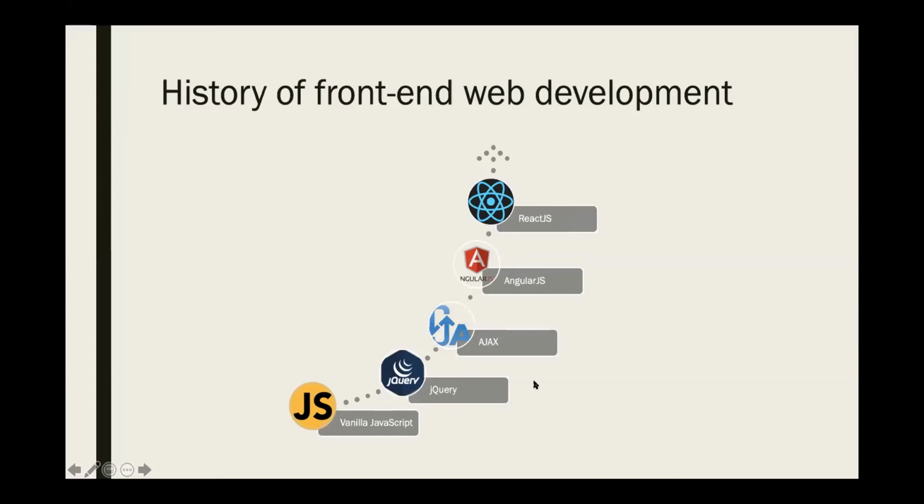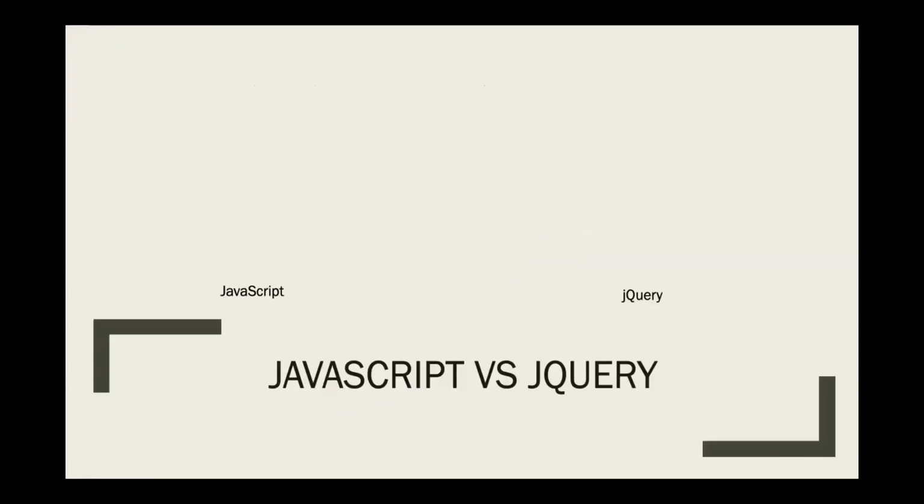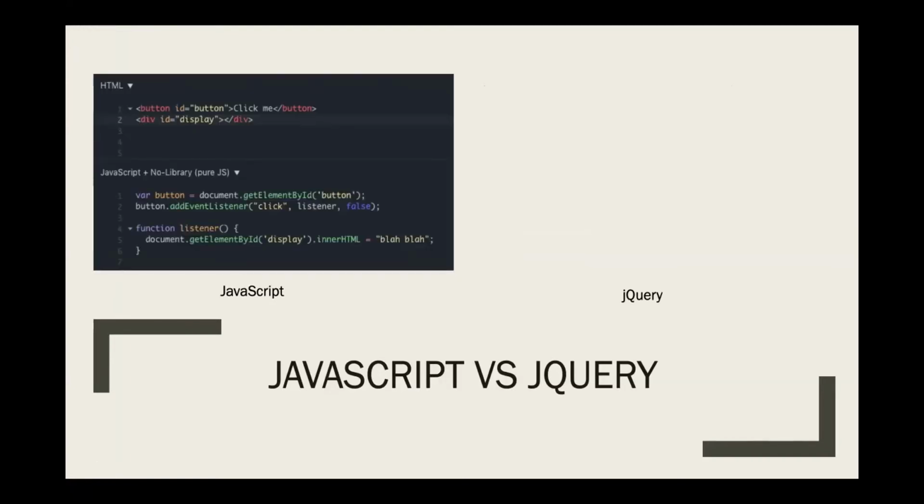To give you a simple example, if I want to add a click event to a button element in HTML, this is the code that I needed to write in JavaScript. Firstly, I need to add an HTML file. Then I need to fetch that particular element, store it in a variable, then add an event listener called click, which would then call a function called listener, and that would finally lead a text called blah blah to be displayed here.